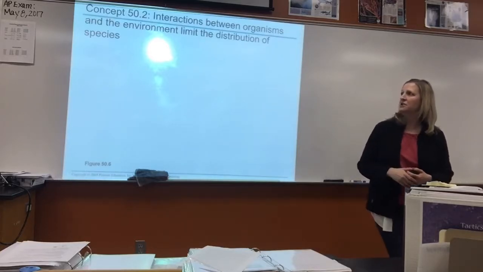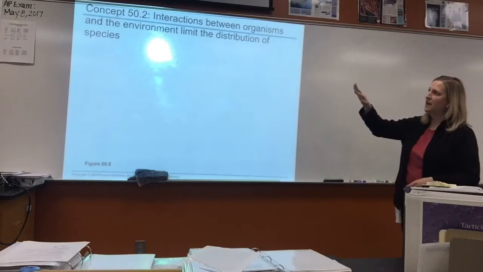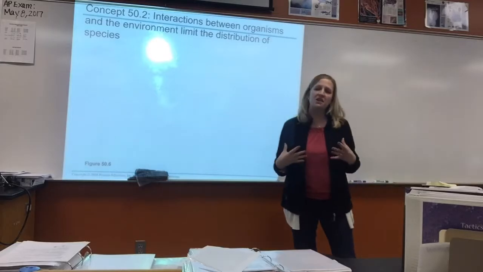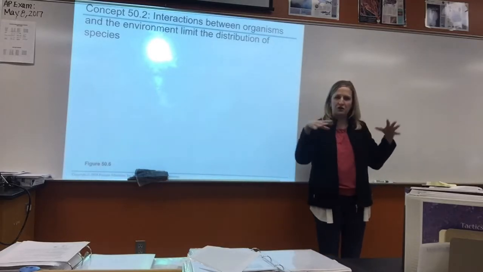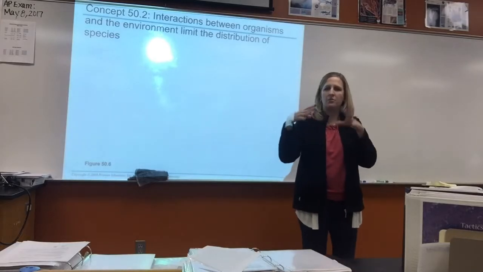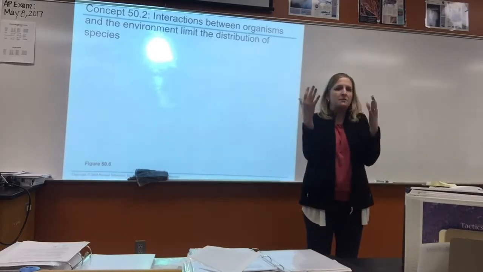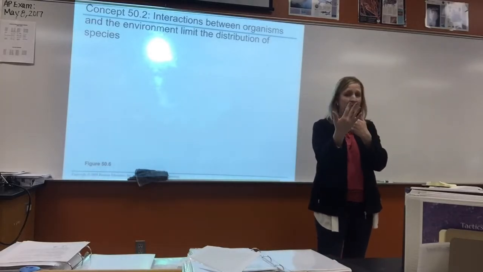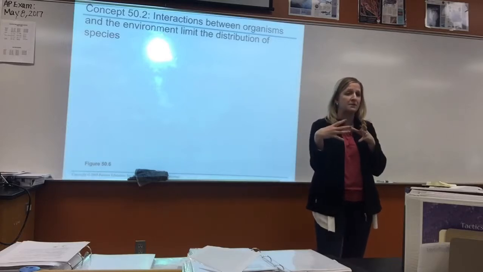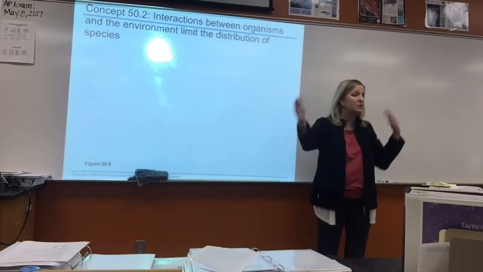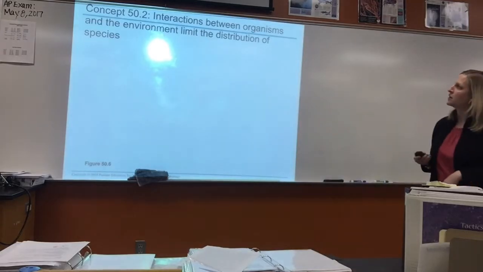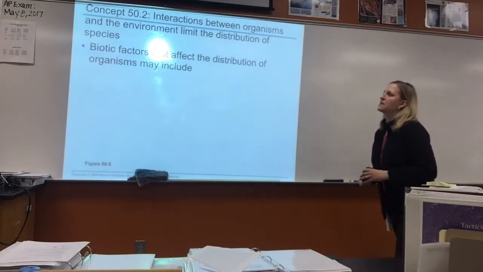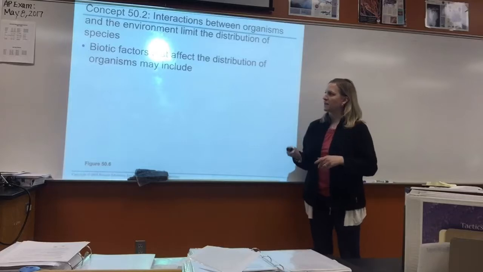And so the second section here is about how the environment and organisms can limit the distribution of a species. A species' distribution, where they live in their environment, can be limited by other organisms. Competition for resources and so on can limit where those organisms live. Predators can limit where the prey are, and so we're going to look at a few things that limit the distribution.